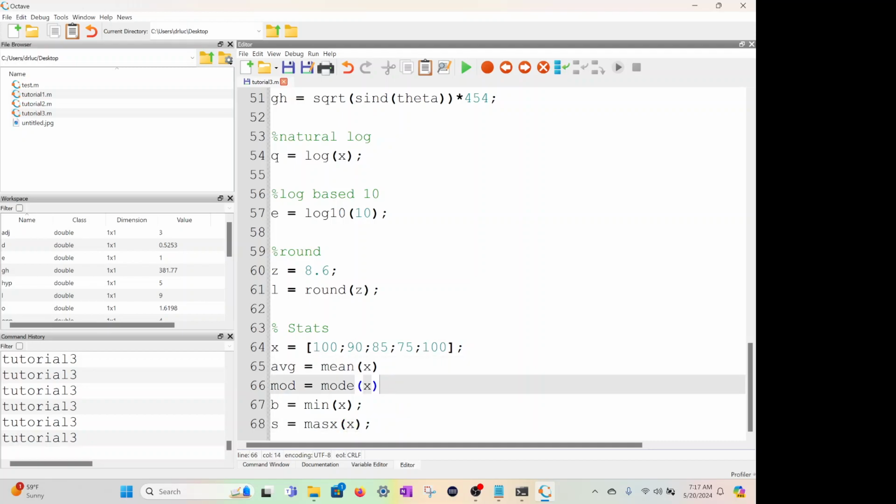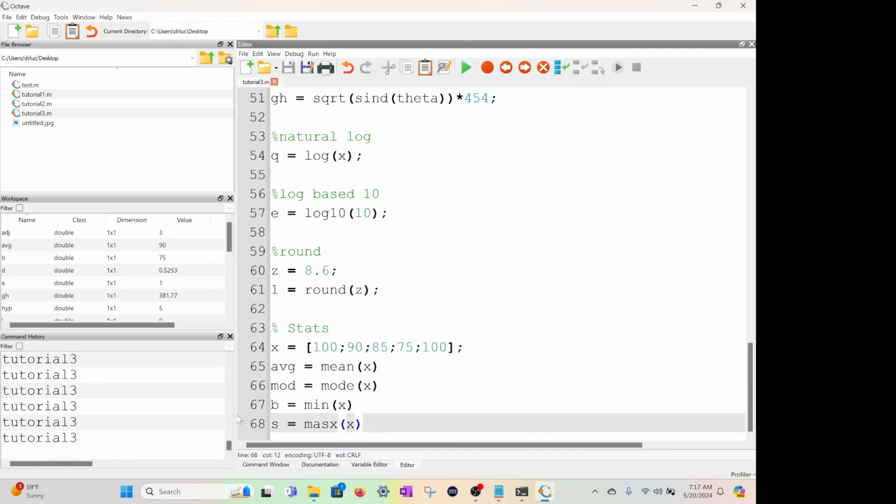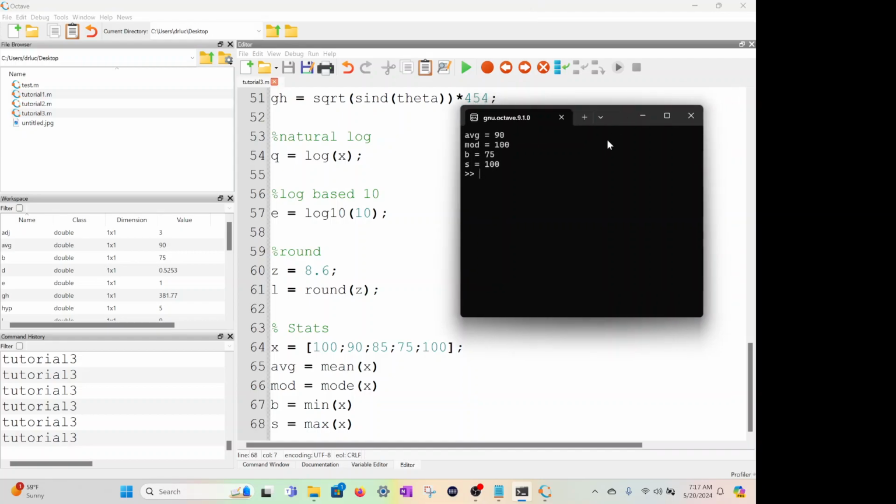And what I'll do is I'll take these out just for now and run them. Oh, I spelled it wrong. Max. There we go. Okay. So I'll bring this little window over. So the average is 90. The mode is 100, because there's two of them. The min is 75, and the max is 100.